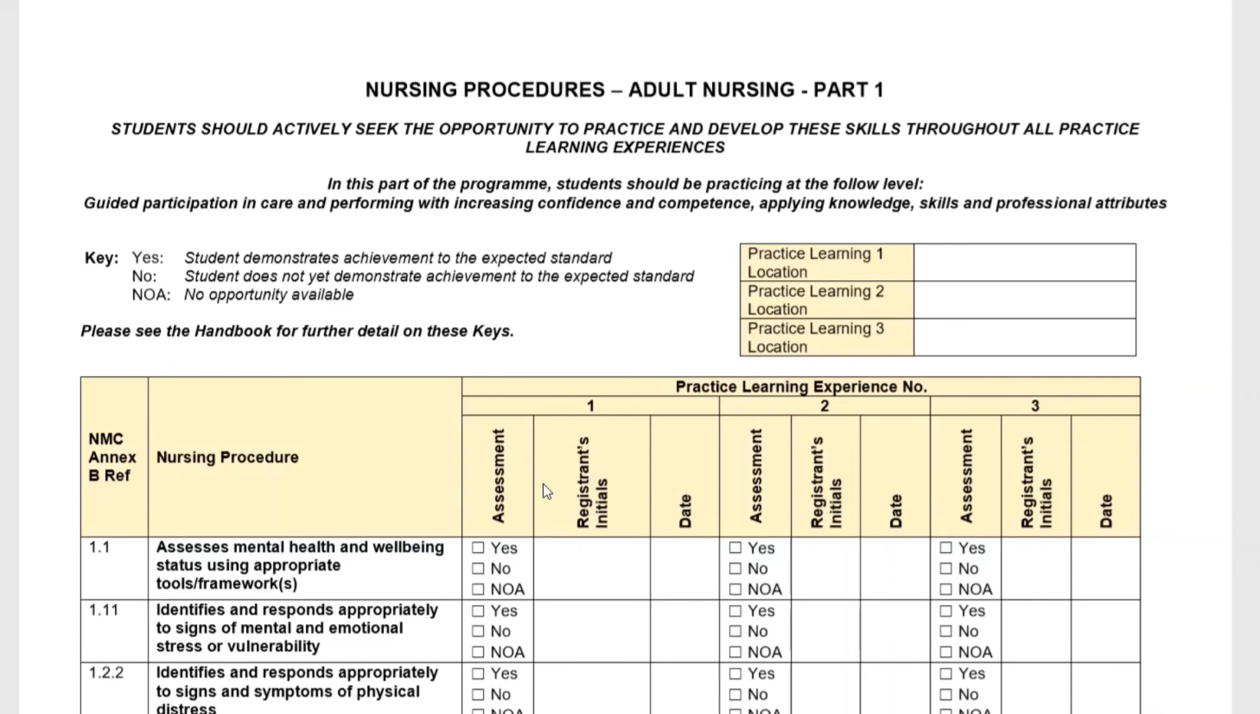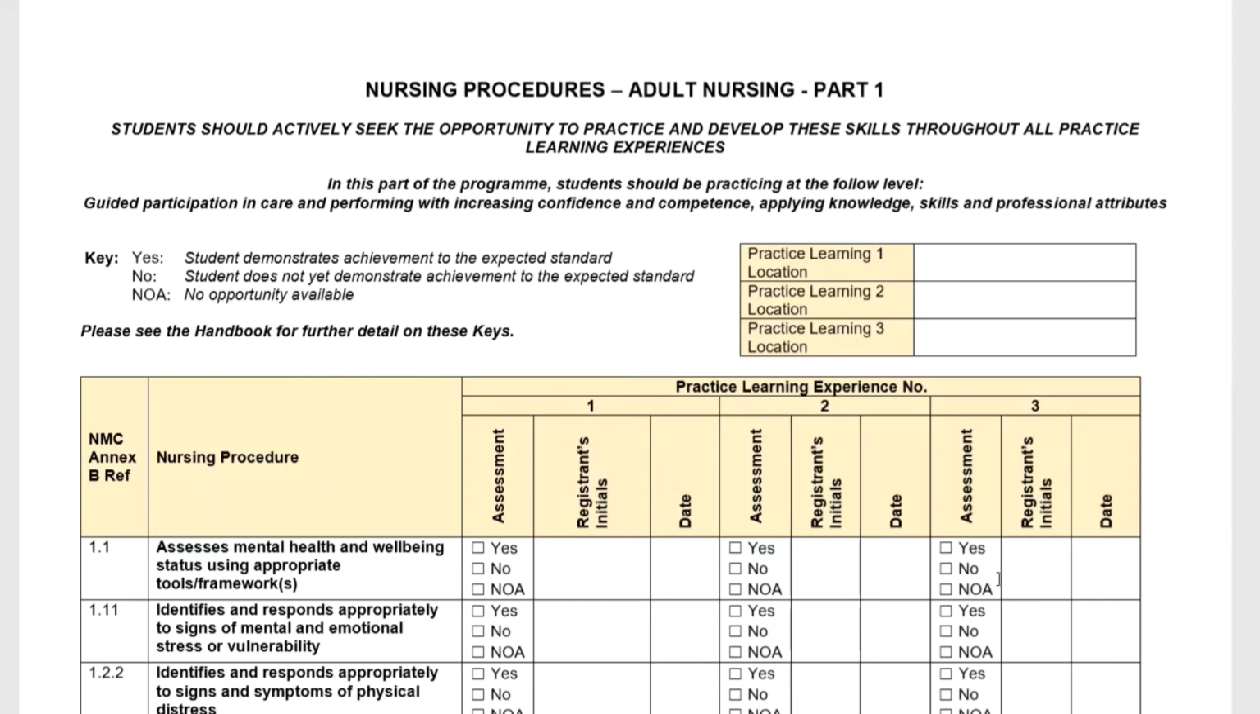So every student will have every one of these procedures assessed for every practice learning experience. Now, in order to achieve a pass at their summative assessment at the end of that part, they must have achieved a yes in all of these nursing procedures by the time of summative assessment. However, if they had achieved, for example, in 1.1, a yes on the first experience, a yes on the second, but a no on the third, then they've lost a skill, and so they have not achieved in their nursing procedures. The other two yeses are cancelled out by a no that comes after them.